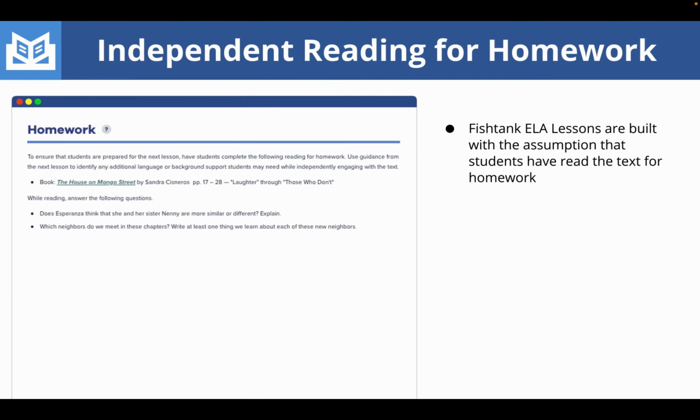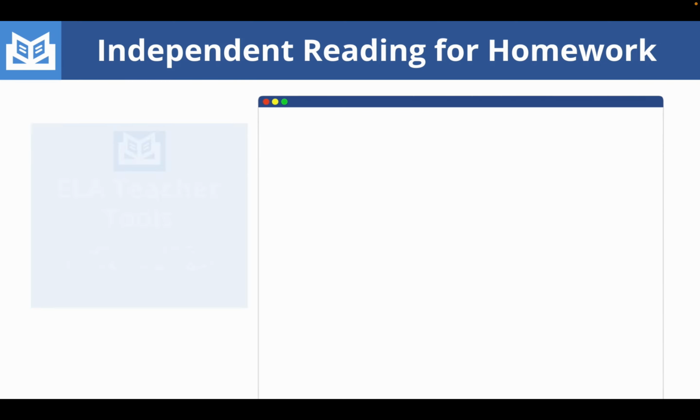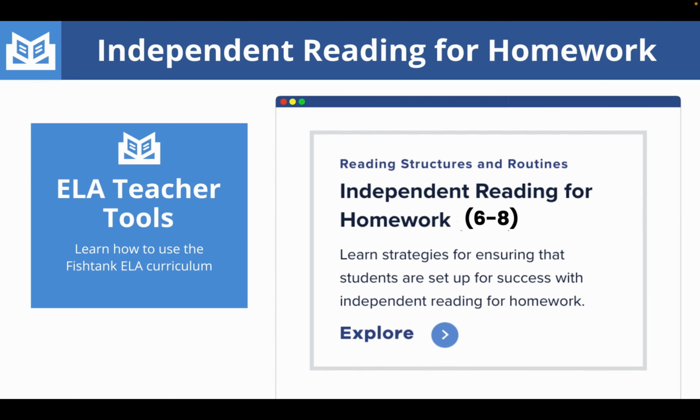Fish tank ELA lessons are built on the assumption that students have read the text for homework, and directions are included for homework in the previous lesson. Our teacher tool, Independent Reading for Homework, provides suggestions for how to set students up for success with reading independently for homework. This includes strategies for accountability, building stamina, and student engagement, all important parts of making sure students are able to read prior to class.